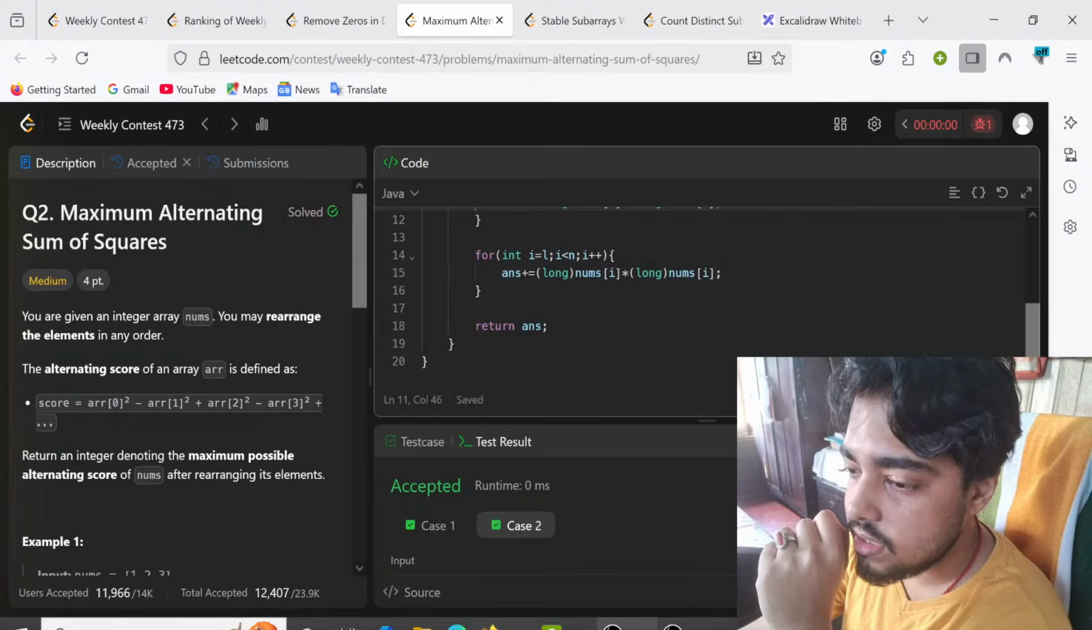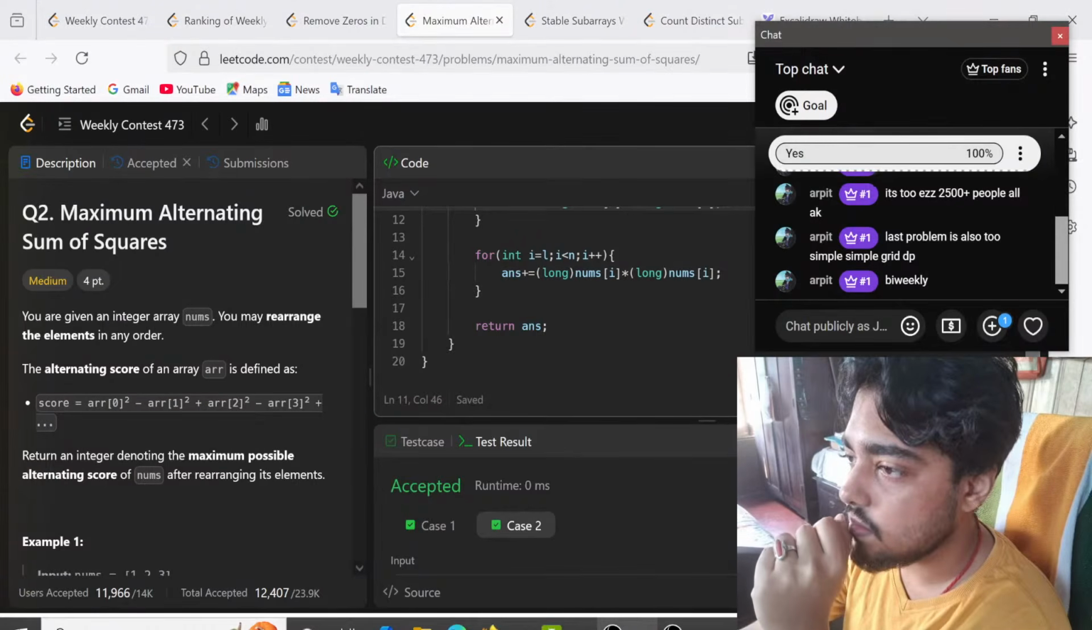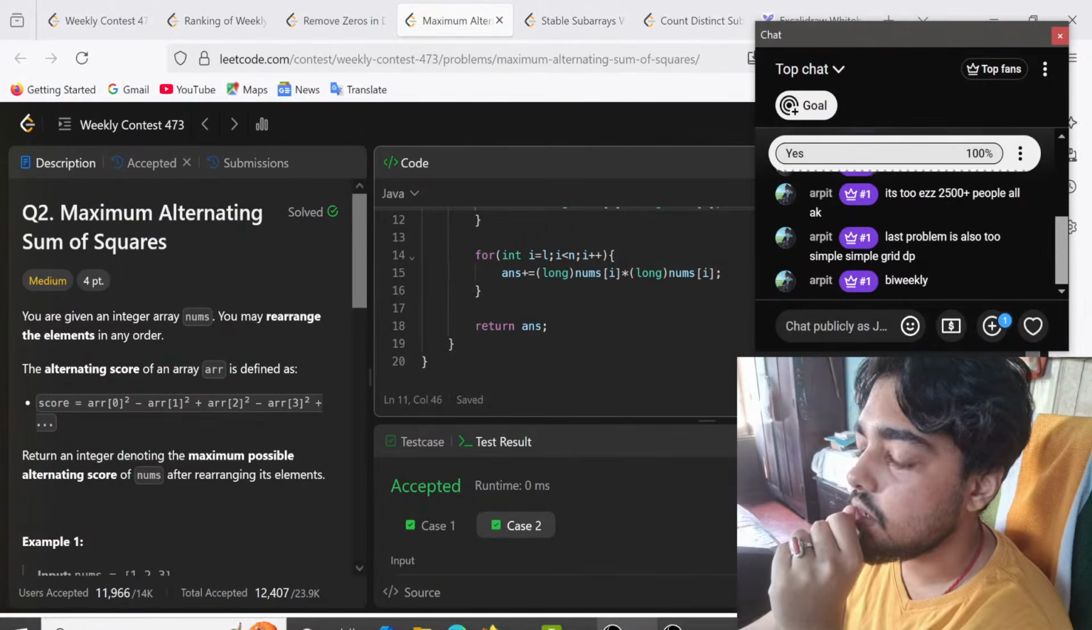Sure, let's move on to the next one, also too simple.